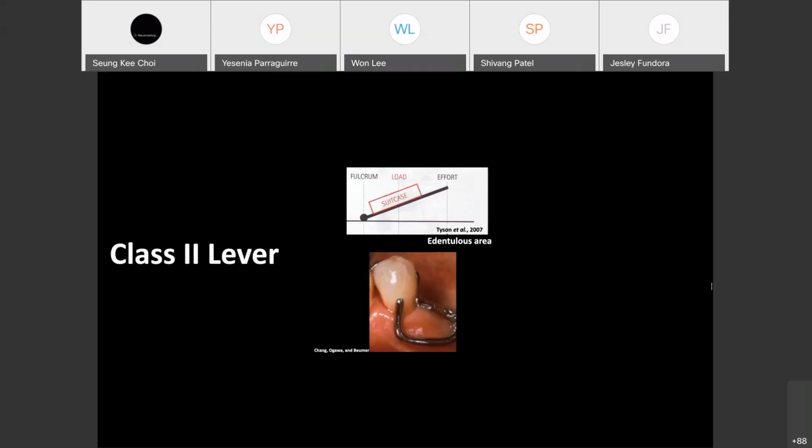I just talked about RPI. That's a classic class 2 lever system. Line things up. Effort in the edentulous area. Fulcrum, now, if it's a class RPI design, we know, and maybe it's a review for most of us, that it's going to be on the mesial side of the tooth. So that lines up with the fulcrum.